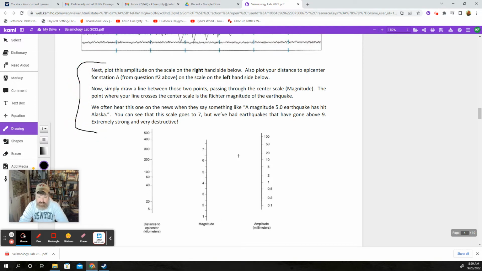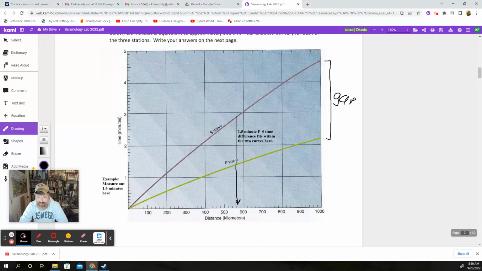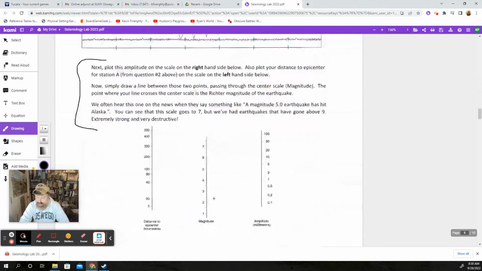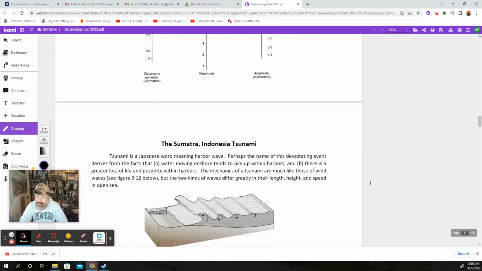Give it a try. There's no earth science or geology lab that doesn't go through this, so we've got to do it. And I know the printing thing's a pain. I'm a little less concerned about this one, but let's see how it works. It tells you what to do there. Put one on the right, one on the left, draw a line, and wherever it meets will be the magnitude.